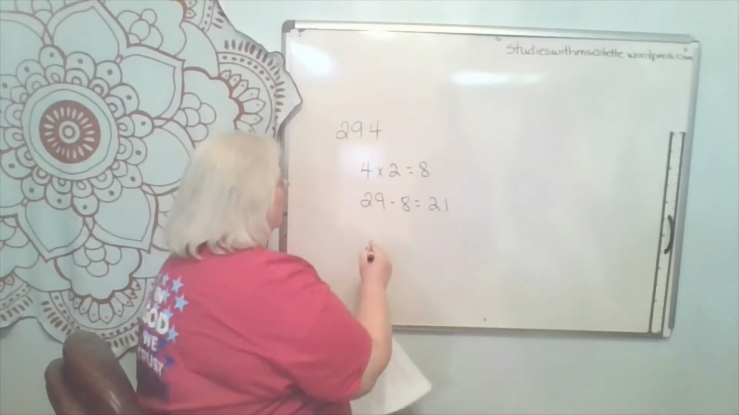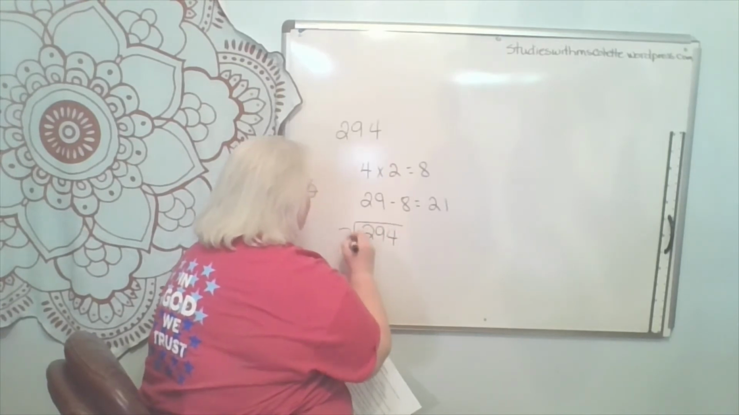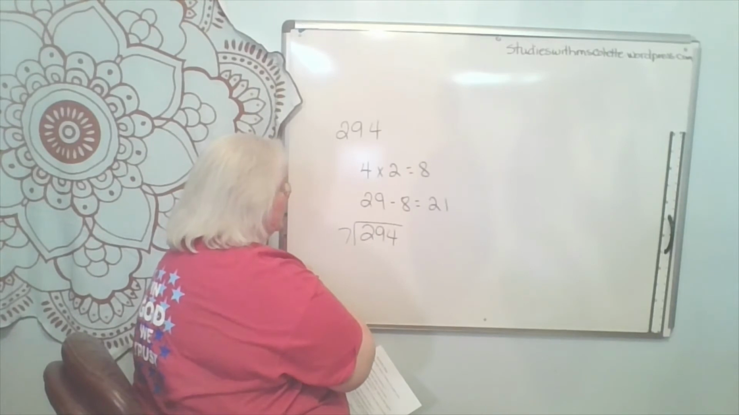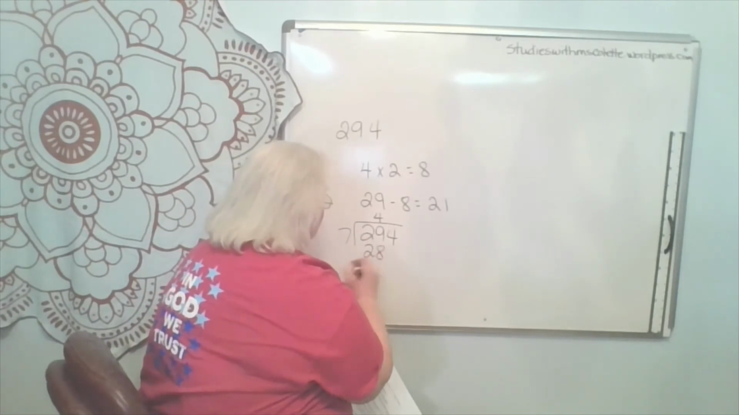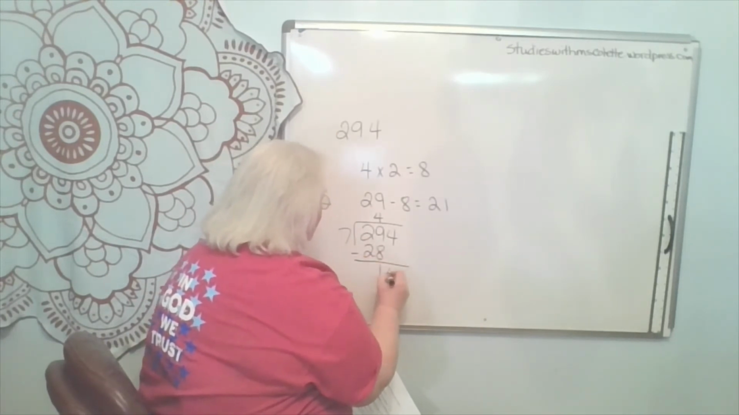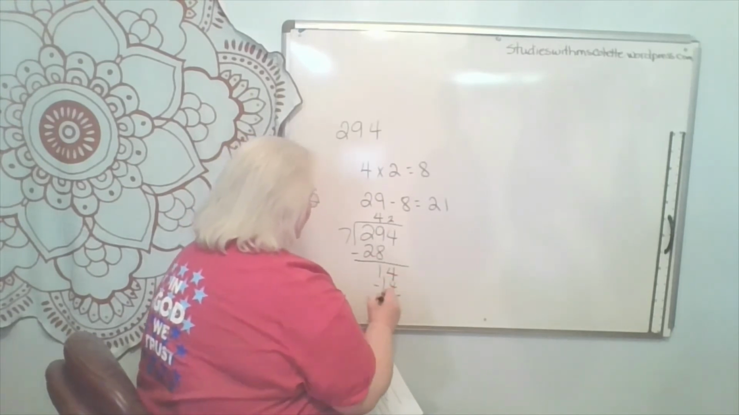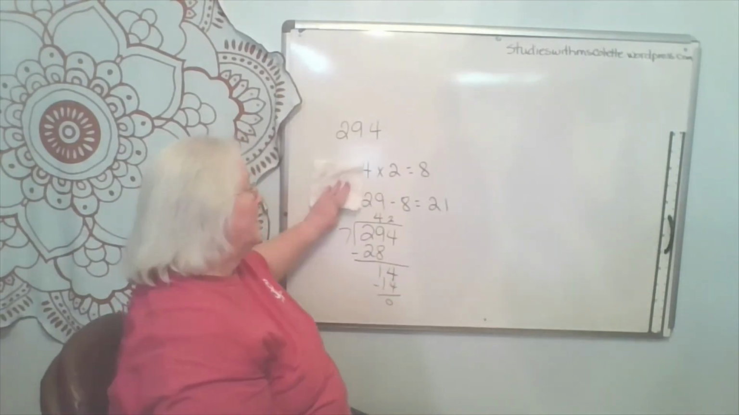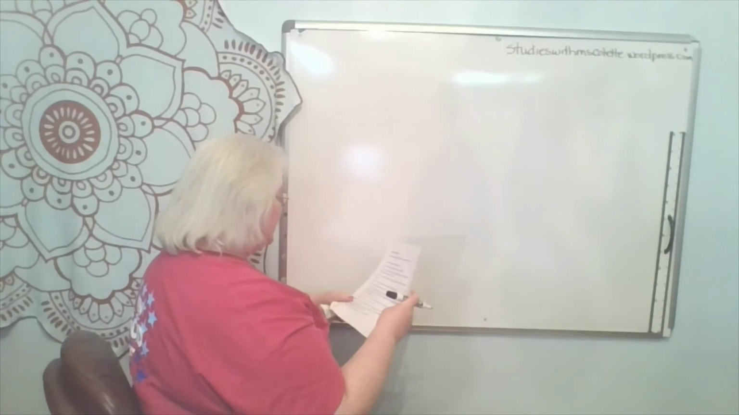So I'll do it right here because it's not very big. We're going to divide by 7. 7 won't go into 2, but it will go into 29 4 times. 4 times 7 is 28. When we subtract, we get a 1, bring down the 4, and it will go into it 2 times. Okay, so it does work, but it's a lot of work to try to figure it out. So let me show you one more.